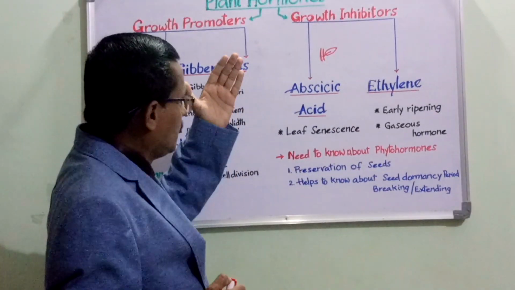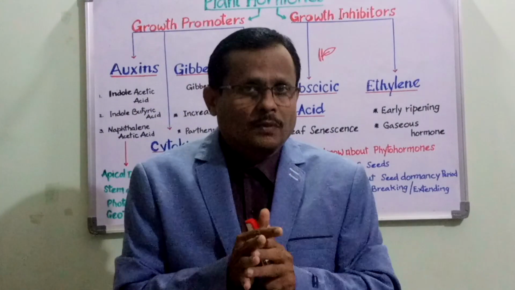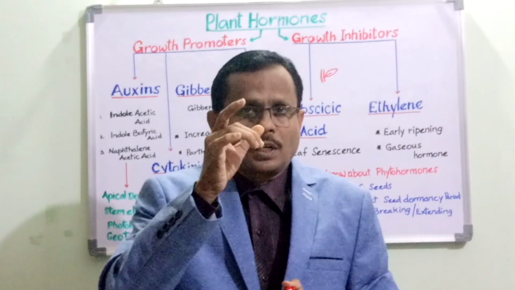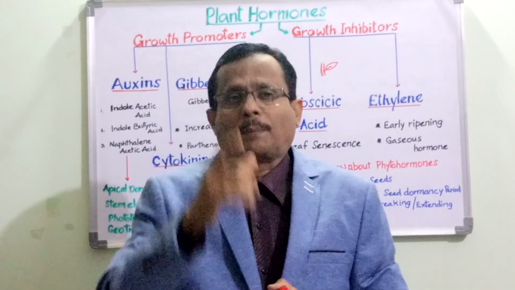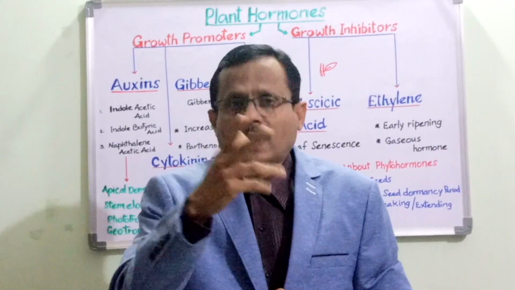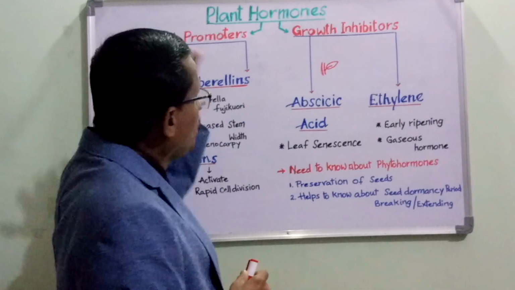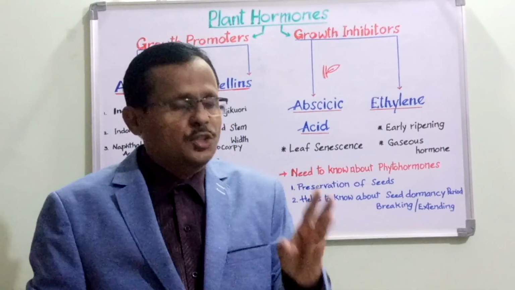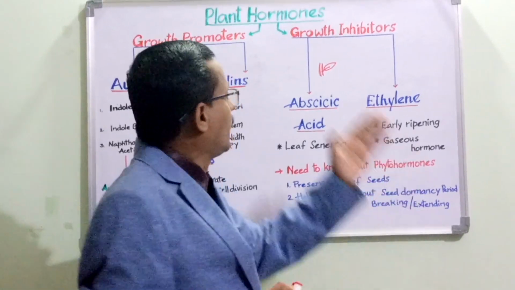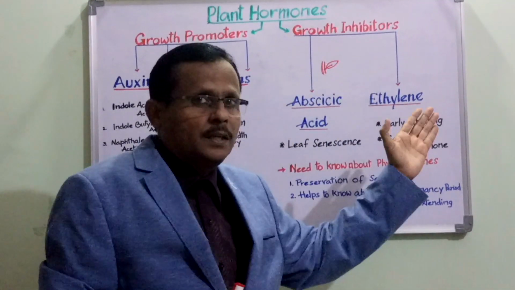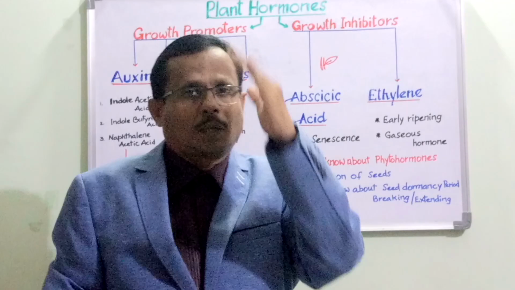Now let us summarize this lesson. The phytohormones are responsible for the growth regulation in the plants. These are of two kinds: the growth promoters and growth inhibitors. Auxins, gibberellins and cytokinins are the growth promoting phytohormones, and abscisic acid and ethylene are the two growth inhibiting hormones.